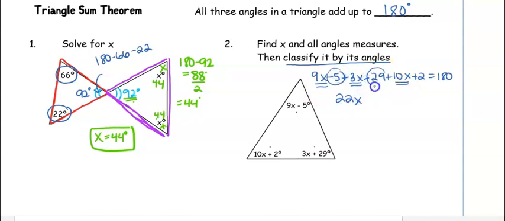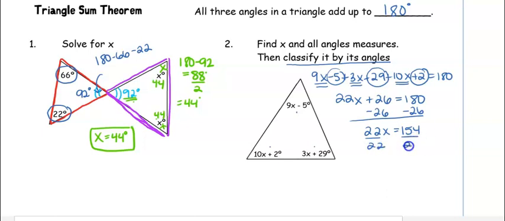When they're on the same side of the equal sign, we're just combining like terms. Negative 5 and a positive 29 is going to give us 24. 24 plus 2 is going to give us 26. It's not until I cross the equal sign that I do the opposite operation, leaving us with 22x is equal to 154. We divide by 22, and we get that x is going to be equal to 7. So what I want you to do now is push pause, plug 7 in, and find all three of your angle measures.